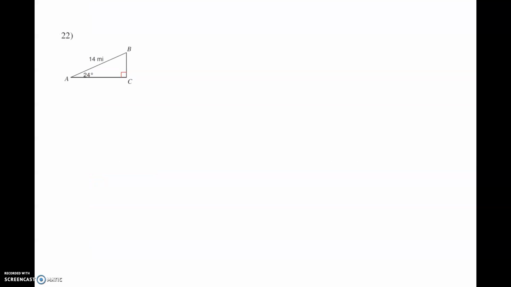This is number 22 on your homework. Now it says solve each triangle. When it says solve each triangle, we need to find all the missing parts. So the first thing I'm going to do is start labeling these missing parts.